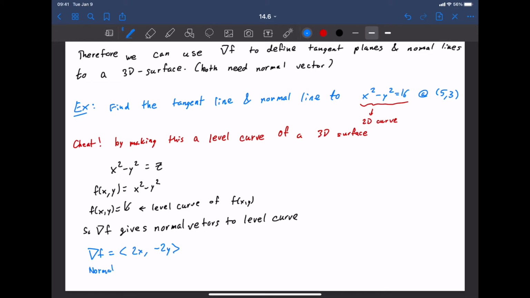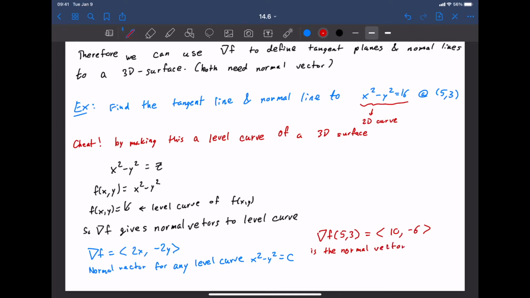Let me reiterate. For any height, for any level curve, x squared minus y squared equals c, any constant. So specifically, this guy, when I actually plug in the point they wanted, I get 10 comma negative 6 is the normal vector at 5 comma 3.